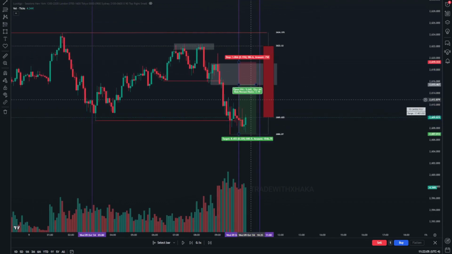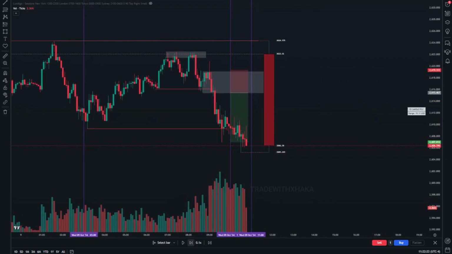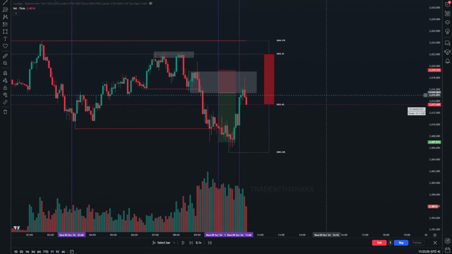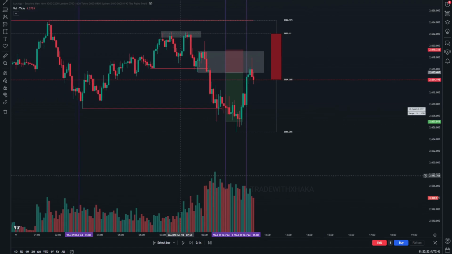So what is it now? This is 1:2.19, which accommodates our spread. So let's see what happened. Beautiful. Market has tapped into this breaker plus FVG. Let's see if we win this trade.